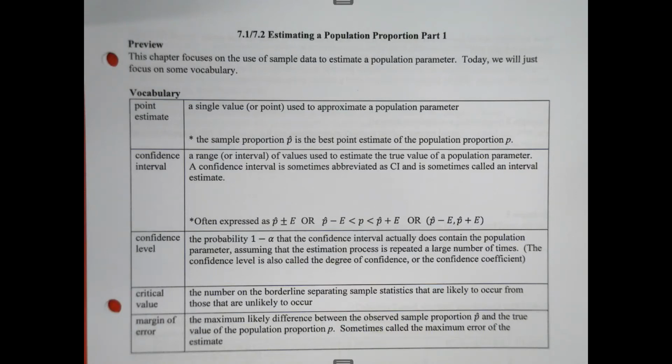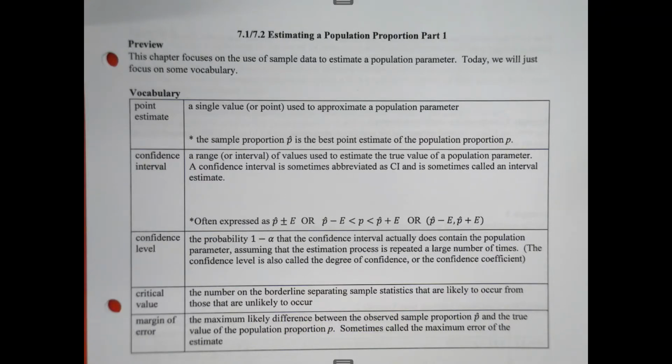In Chapter 7, we are going to look at estimating things about a population. In Chapter 6, we pretended that we knew true population parameters. We pretended that we knew the mean for a population, or the standard deviation for a population. This chapter focuses on the use of sample data to estimate a population parameter.